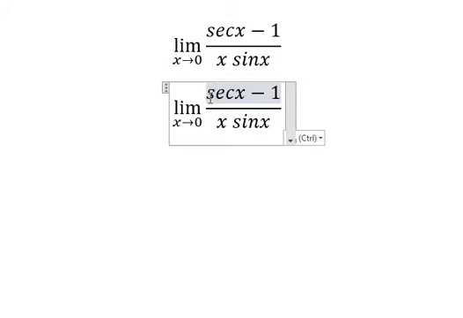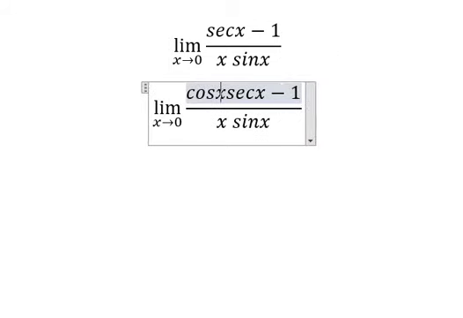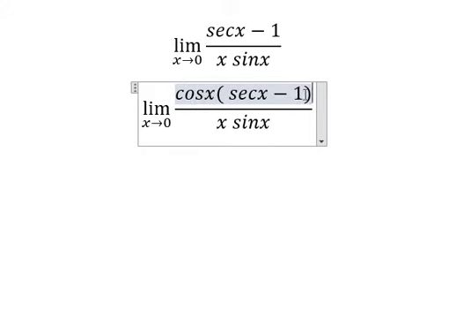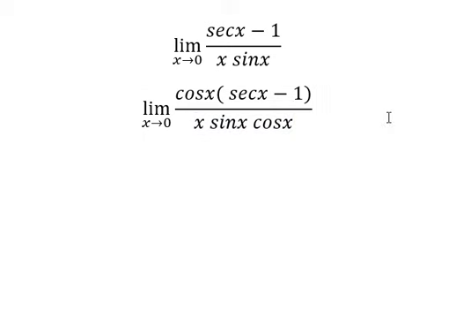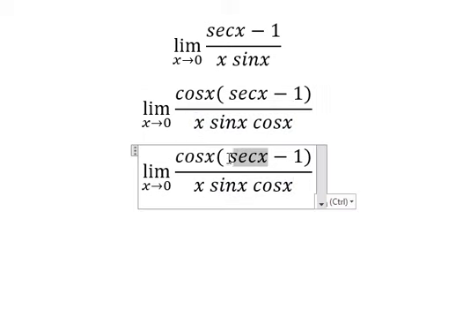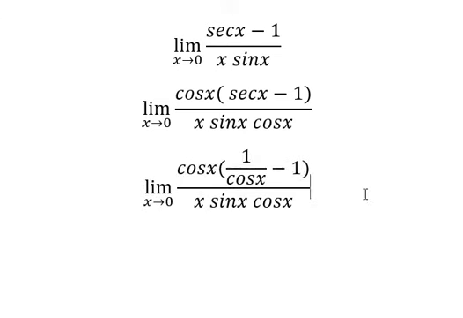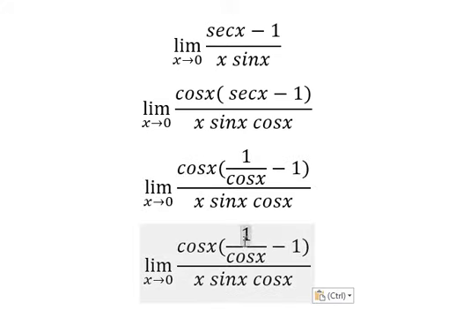So we need to multiply by cosine x on the numerator and denominator. Secant of x is 1 over cosine x. Next, cosine x multiplied by 1 over cosine x gives number 1.